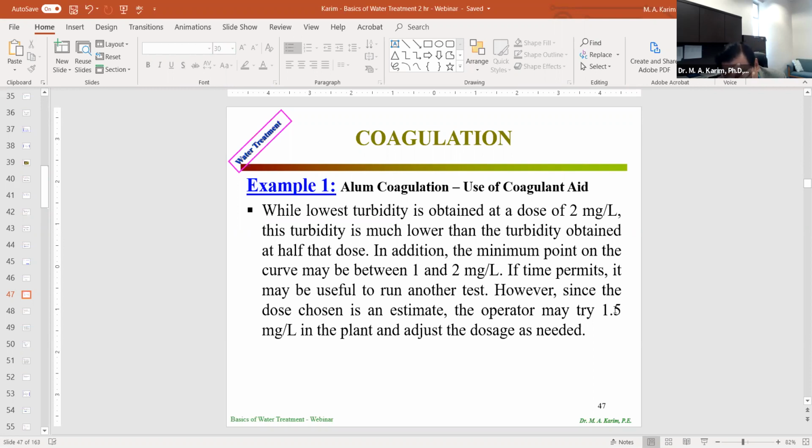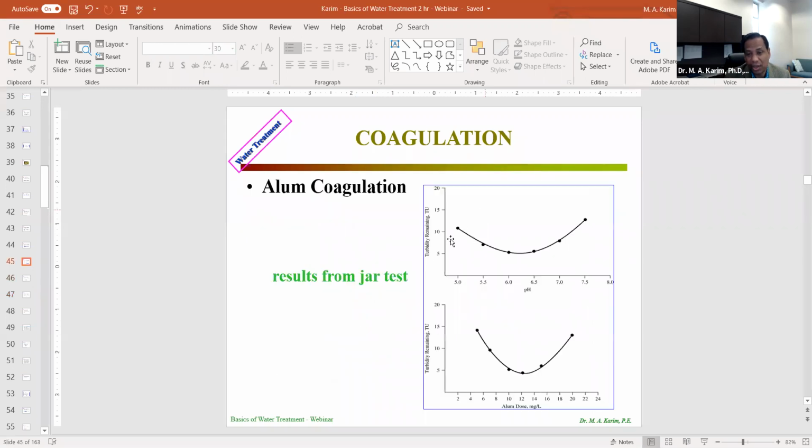As I said, when I do the lab, the curve that I showed you, I don't get this curve all the time. So that means it is hard to relate the turbidity versus the pH. Again, it depends on what kind of turbidity we have in there. And alum has an effect on that, yes. Alum has an effect.